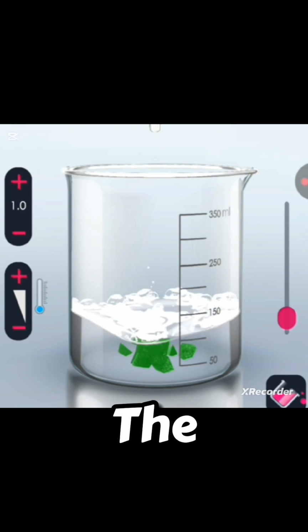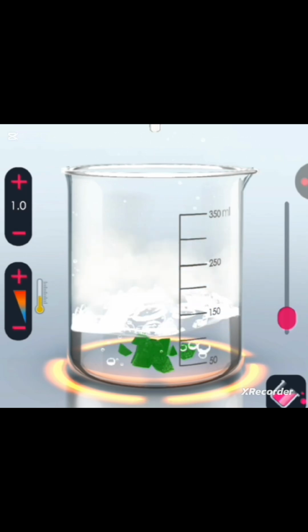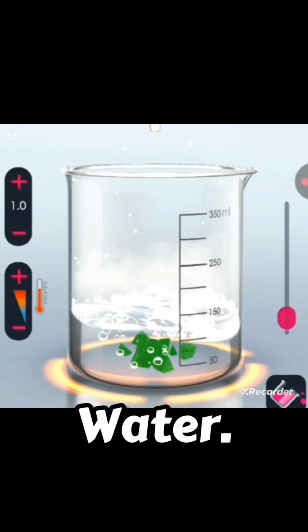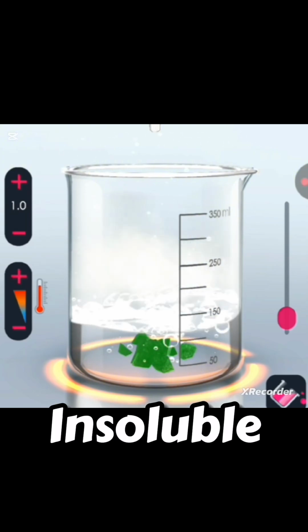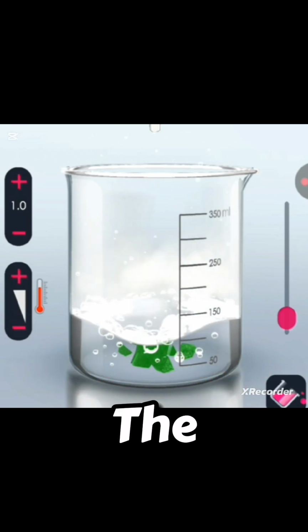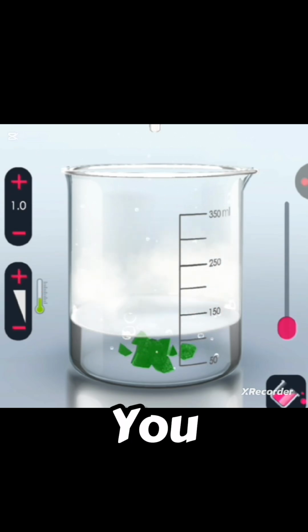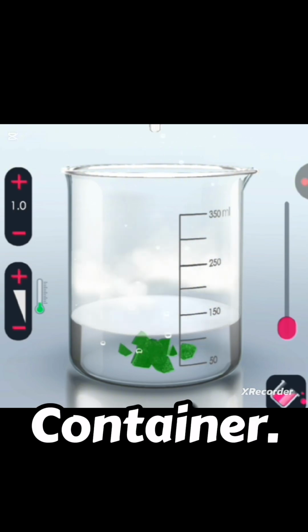Let's increase the temperature and allow it to boil. Even at high temperature, it doesn't dissolve in water. So, most trioxocarbonate salts are insoluble in water, irrespective of the temperature. Let's increase the temperature again. You can see it boiling, but it still remains at the bottom of the container.